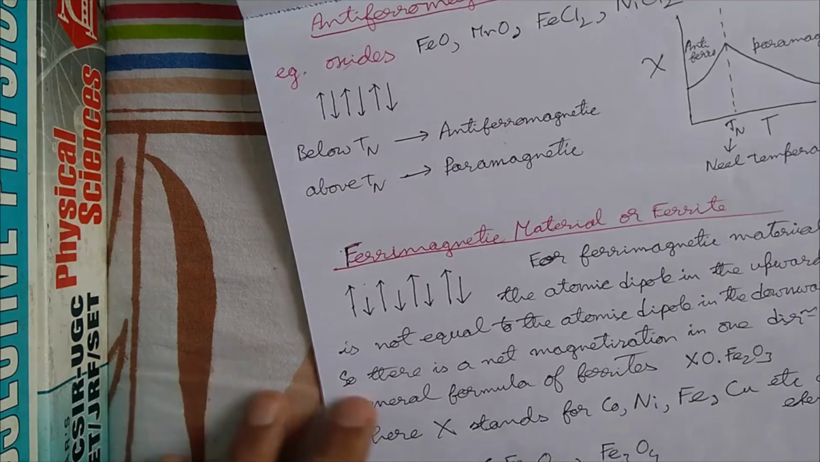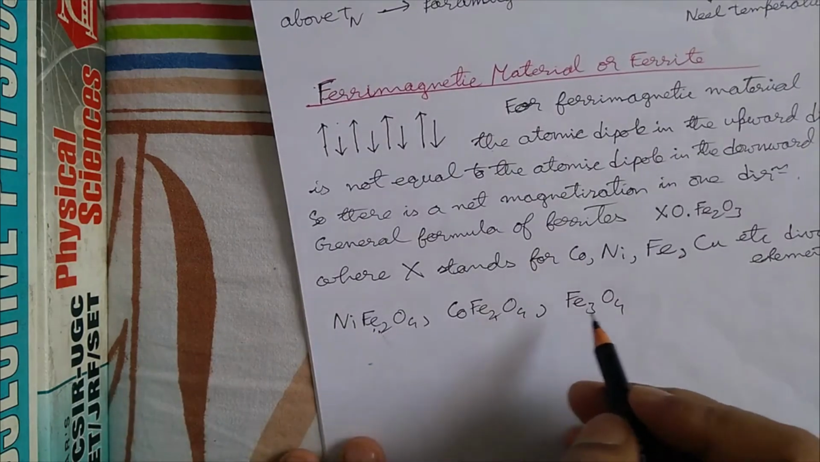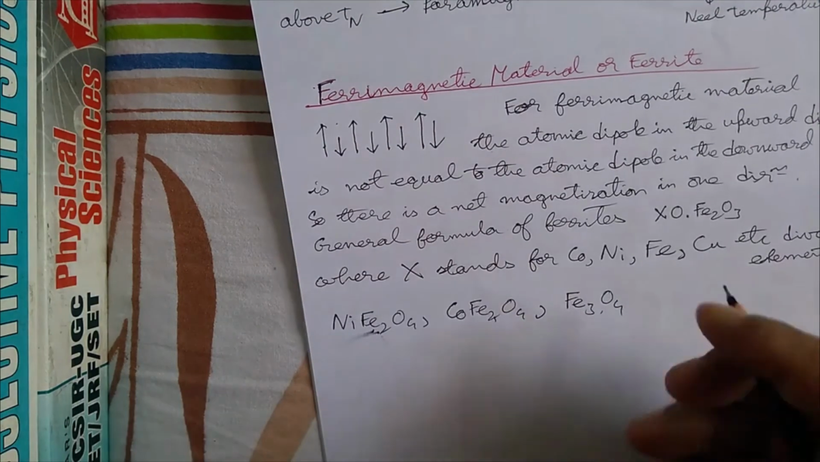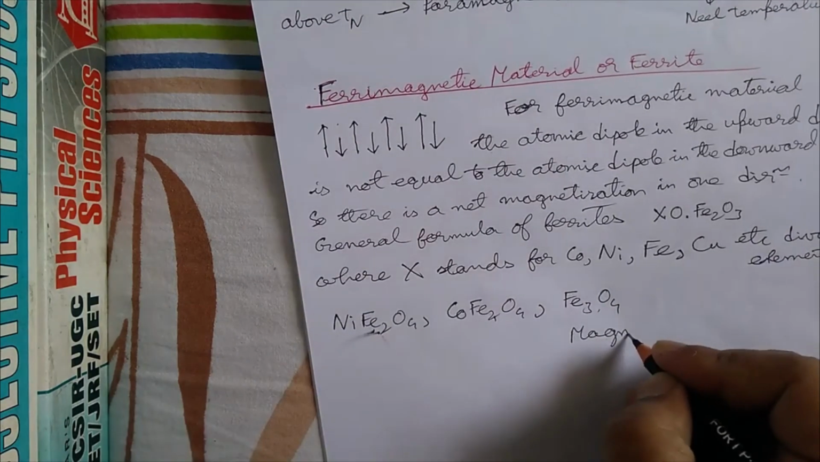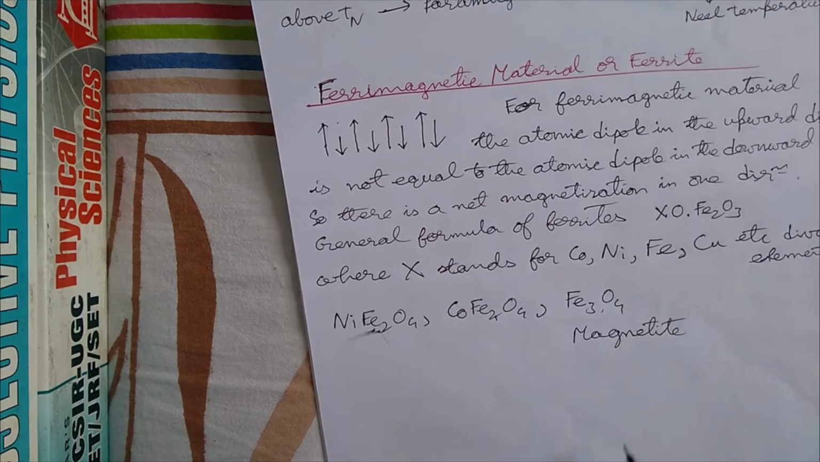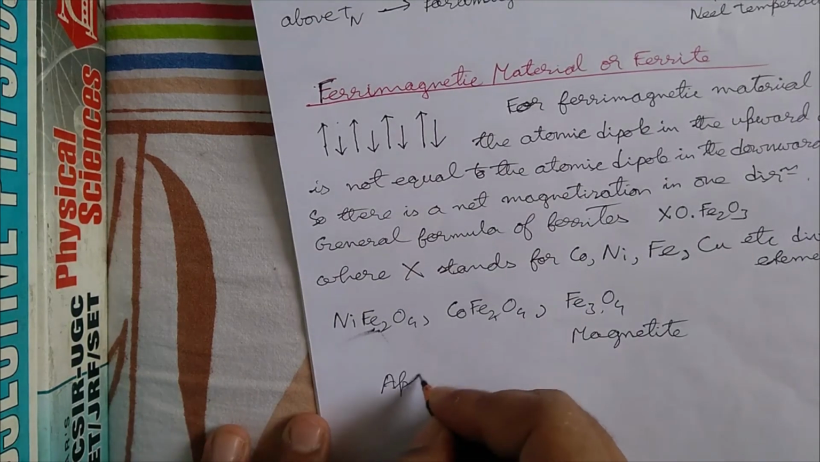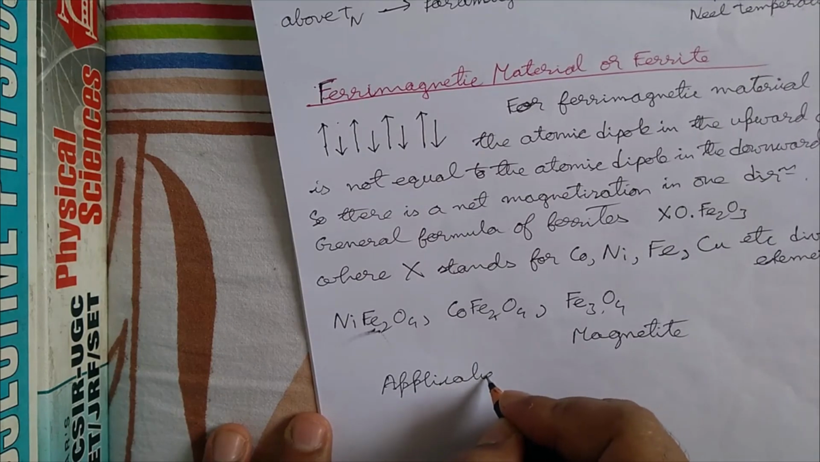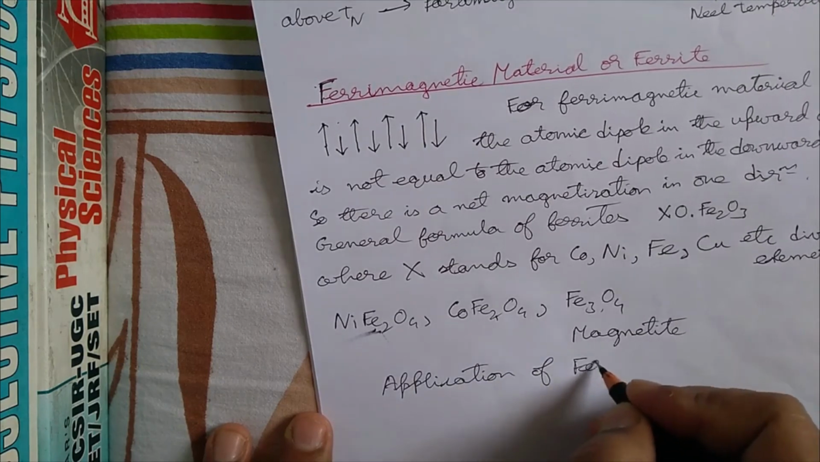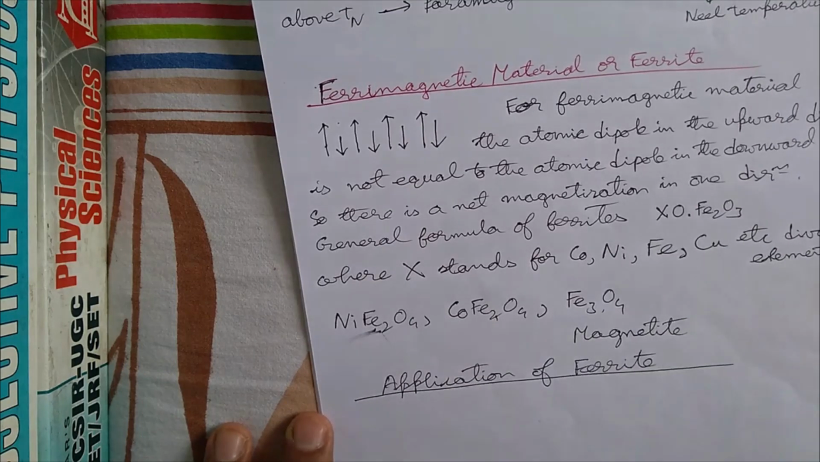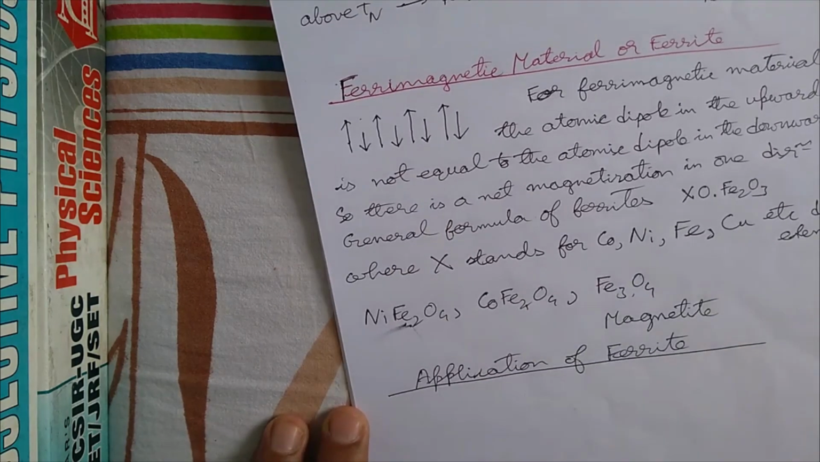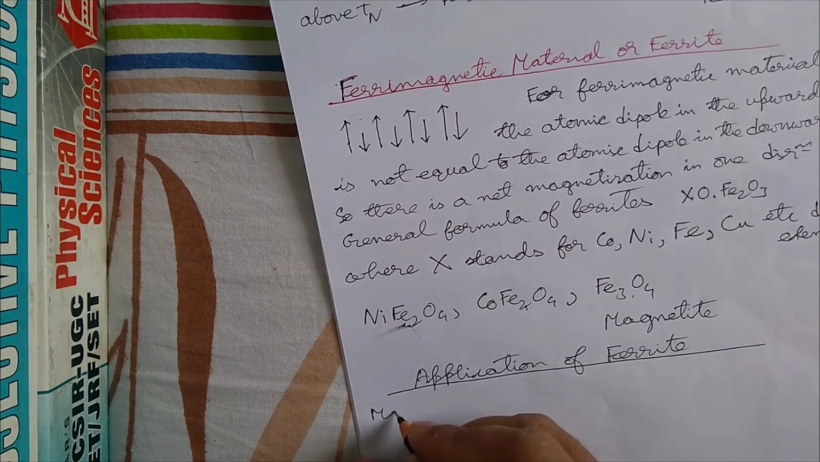This is nickel ferrite. This is cobalt ferrite. This is magnetite. Now, why this ferrite? Applications of ferrite. So what are the main properties of ferrites?